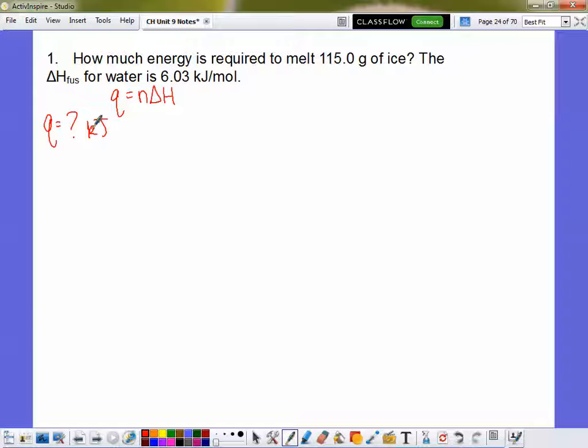What is n? What does n stand for? Moles. Do we know the moles of this substance? No, but can we find the moles? Yes. How are we going to find moles? Grams to moles using mole conversion. So we're going to take 115.0 grams of ice.